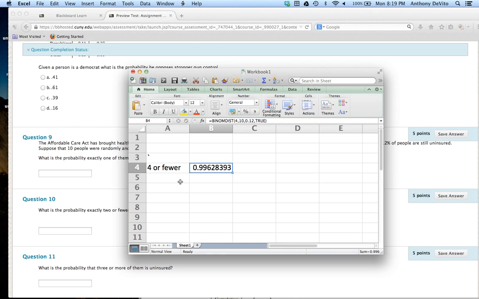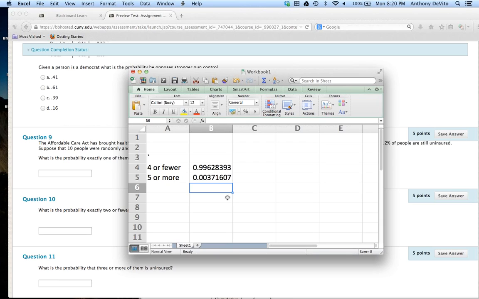Now if I had asked you, what's the probability that 5 or more were uninsured? Well, let's think about this. The probability that 4 or fewer are uninsured is 99%. The probability that 5 or more are uninsured is just what's left, right? Because if we added up all the possibilities, it'd be equal to 1. So all you have to do here is say equals 1 minus this value here.